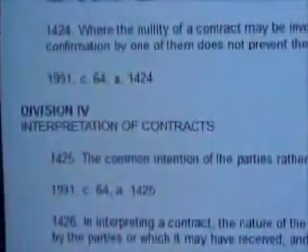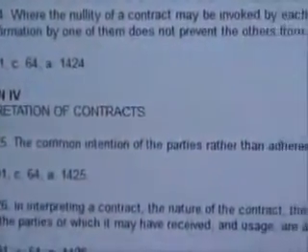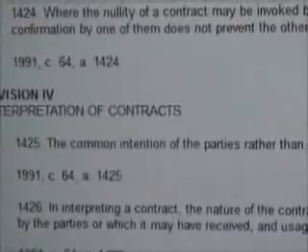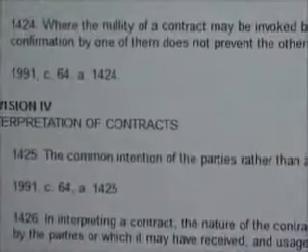Here in Quebec, when you send notices or contracts, the common intention of the parties, rather than adherence to the literal meaning of the words, shall be sought in interpreting a contract. So the whole of your contract, the whole of what you are trying to say, will be used to interpret what you are trying to say, and not just individual words.